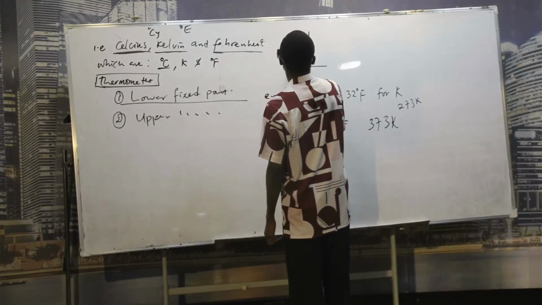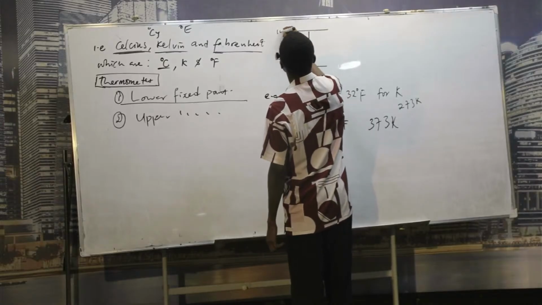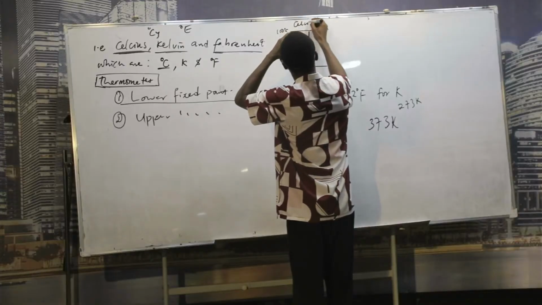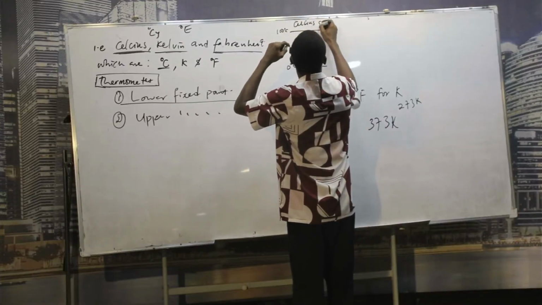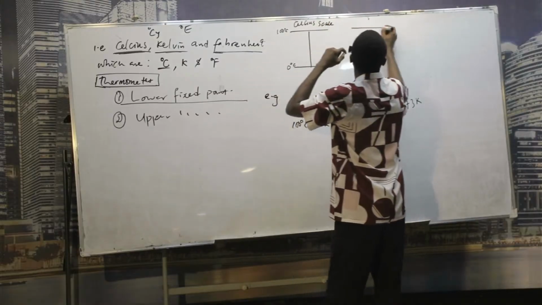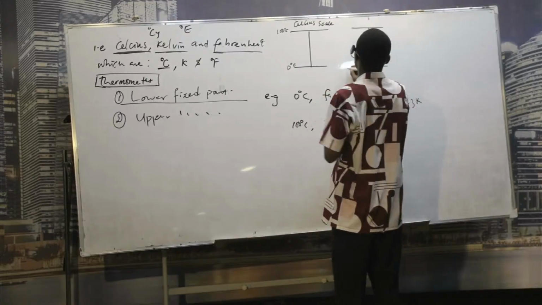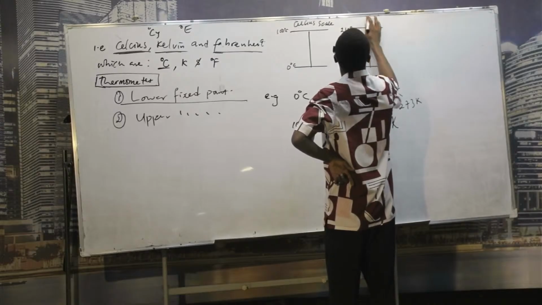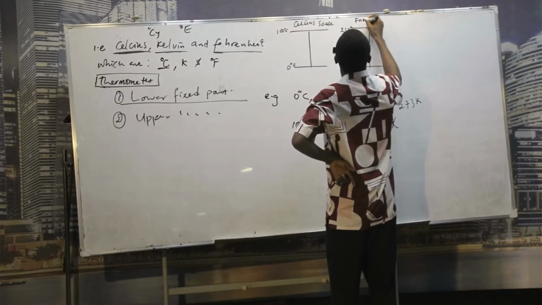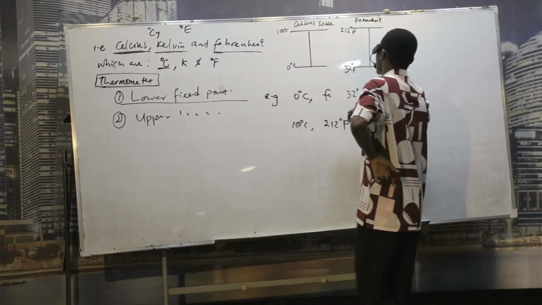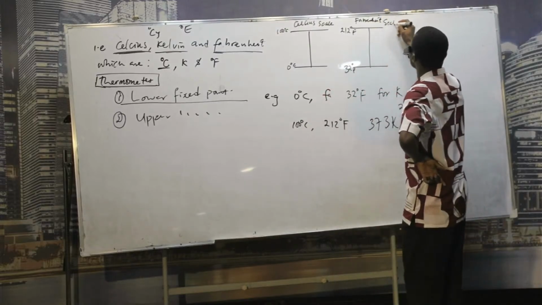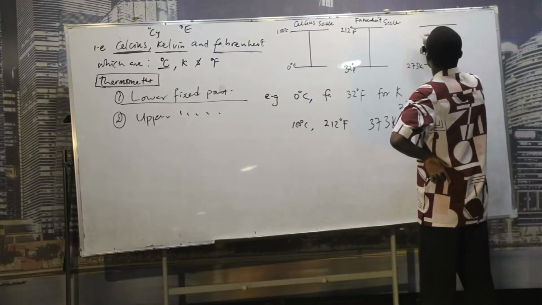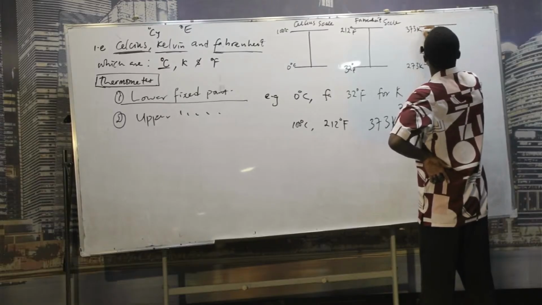0 degrees, 100 degrees C. So this is the Celsius scale. Then we have another one. This is 32 degrees F, this is 212 degrees F. This one is the Fahrenheit scale. And then we have the last one, but not the least, 273 K, and then we have 373 K. So here is the Kelvin scale.